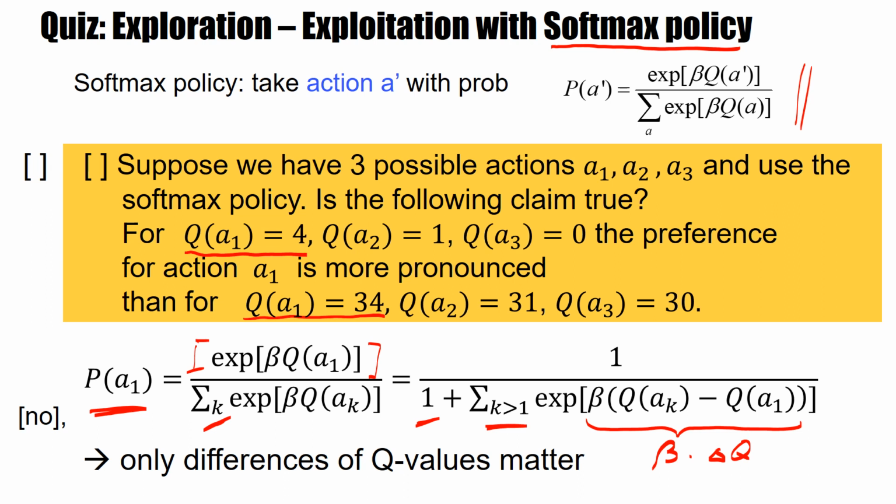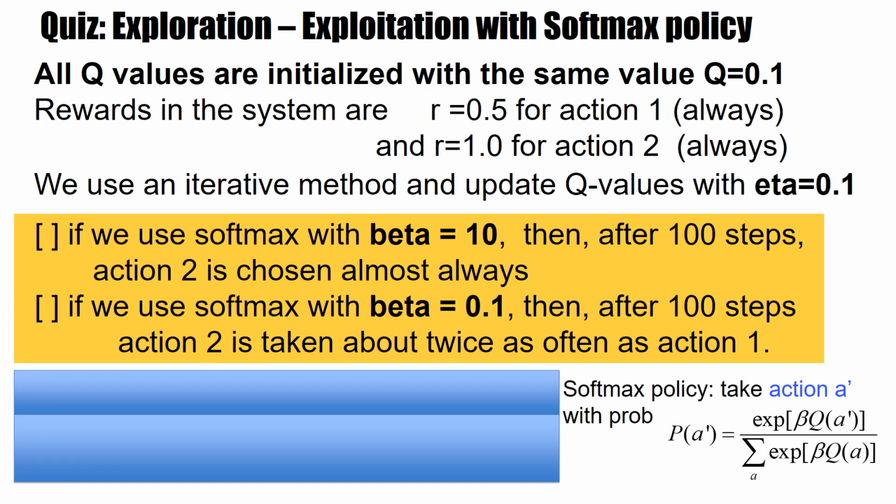And since the differences are the same under the conditions spelled out here, that means no, there is no difference in values Q of A1 4, Q of A2 1, Q of A3 0, or if the same values are shifted upward by a constant of 30. And here is the final quiz.